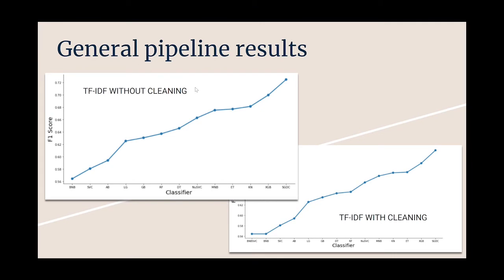So here you can see the general pipeline results. Keep in mind that these are all simple models without hyperparameter optimization, and that the graphs are shown here for predicting 1. So for predicting if the tweets are actually real or not, and not if they are fake. You can see that for the TF-IDF algorithm without cleaning, the best classifier was SGDC, the same as with cleaning, and both gave us results of 0.72.